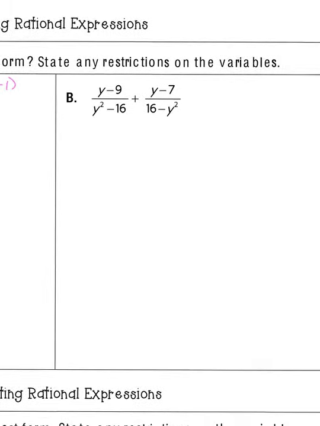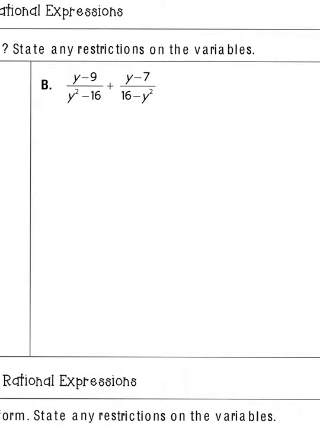All right, before you try B on your own, let's talk about one thing first. Notice that this denominator is y squared minus 16, and this denominator is close, but it's 16 minus y squared. If you recall, there's a little trick that we can use: we can factor a negative out from each of these. If I divide this by a negative, I get negative 16, and if I divide this by a negative, I get positive y squared.